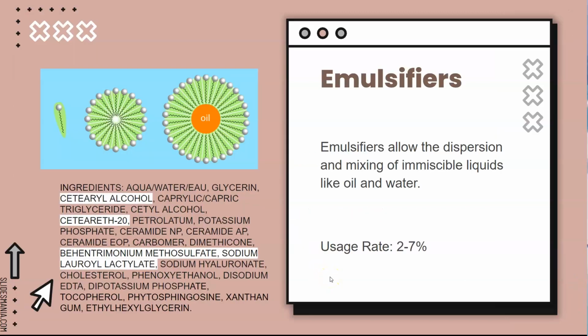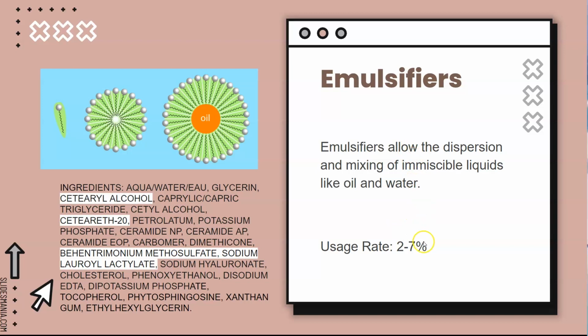Now we proceed to emulsifiers. Emulsifiers are the main ingredients that allow the mixing of oil and water. So we mentioned before that emulsions are fine dispersions of oil in water or water in oil. So the way that we can keep those two phases separated is through the use of emulsifiers.